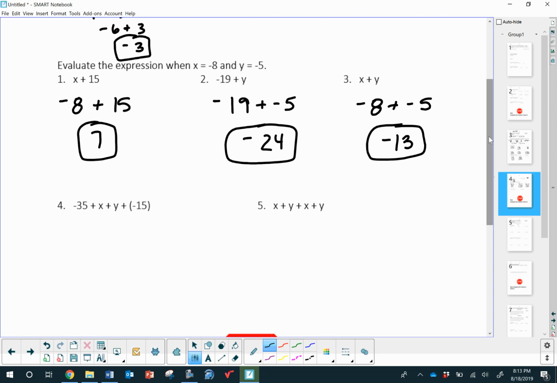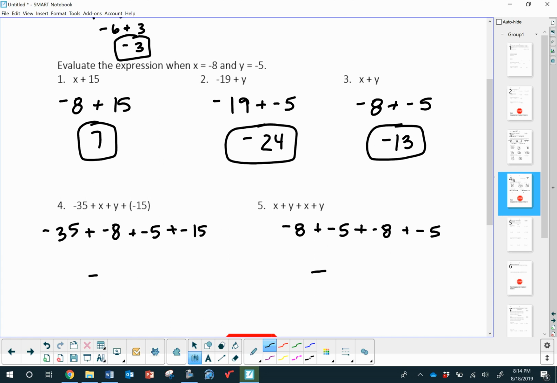I'm going to leave the last two for you to try as well. Remember, you're just going to plug in wherever you see an x and wherever you see a y. So this first one would be negative 35 plus negative 8 plus negative 5 plus negative 15. This one would be negative 8 plus negative 5 plus negative 8 plus negative 5. If you notice, in both problems, you have all negatives. Therefore, your answer in each one is going to be a negative number.